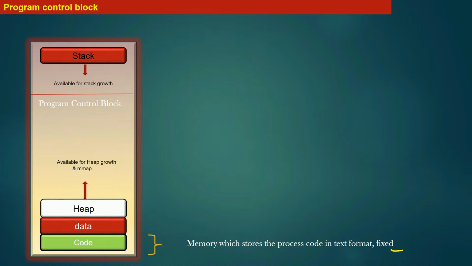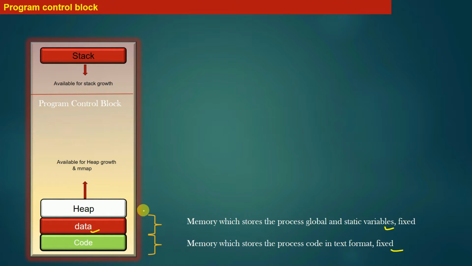Next to the code memory lies the data memory. This memory actually stores your program or process global and static variables. Now again, your process global and static variables do not change during the course of execution of a process, and therefore this part of the memory, that is this data memory, is also constant during the entire lifetime of a process. So if you declare any global variable or static variable in your C program, those variables get stored in the data memory of your process.